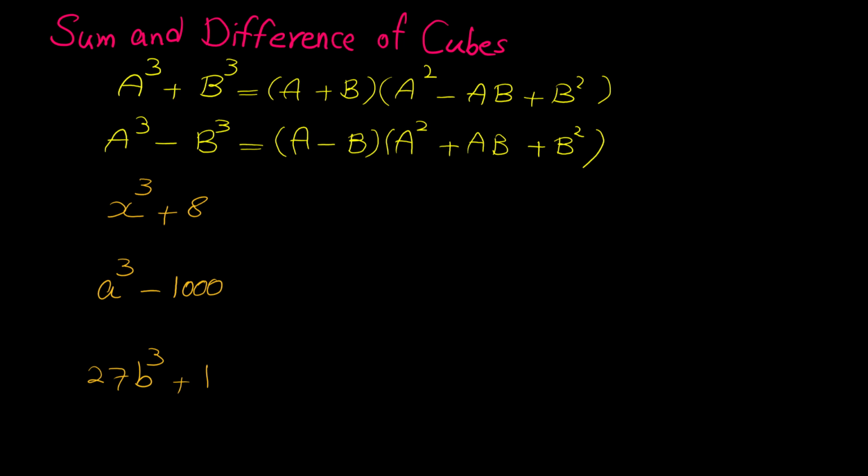In this video, we want to learn how we can use sum and difference of cubes identity for factoring expressions. These two identities are famous as the sum and difference of cubes identities. a to the 3 plus b to the 3 is (a plus b) times (a to the 2 minus ab plus b to the 2). a to the 3 minus b to the 3 is (a minus b) times (a to the 2 plus ab plus b to the 2).